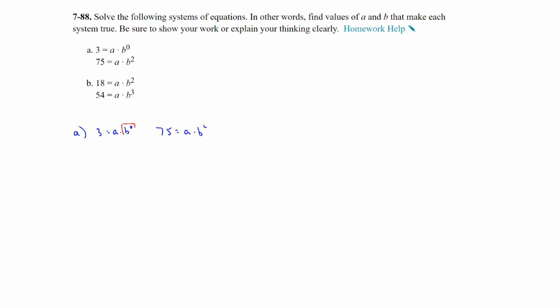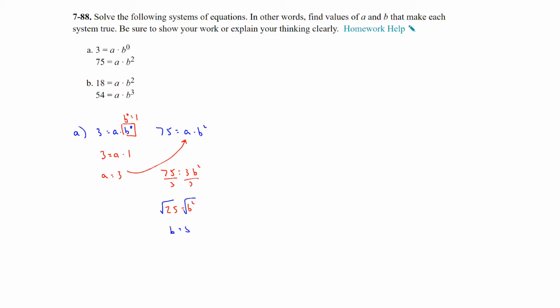So on this one, b to the 0 is equivalent to 1, which means 3 equals a times 1, or a is equal to 3. So now that we know the a value, we can plug that into your second equation and get 75 equals 3 times b squared. Divide both sides by 3, we're isolating the b squared, so 25 is equal to b squared. And then once again, you can take the square root of both sides.